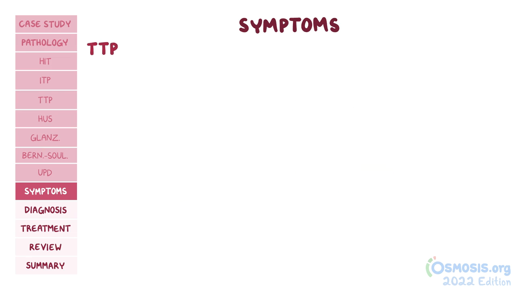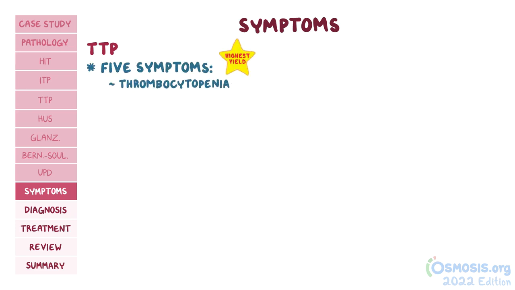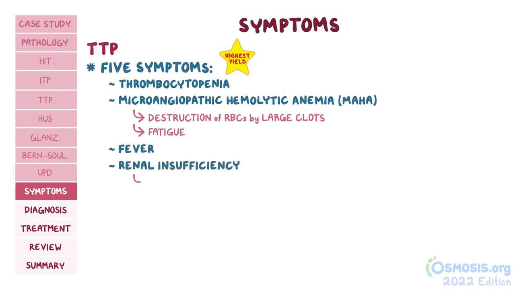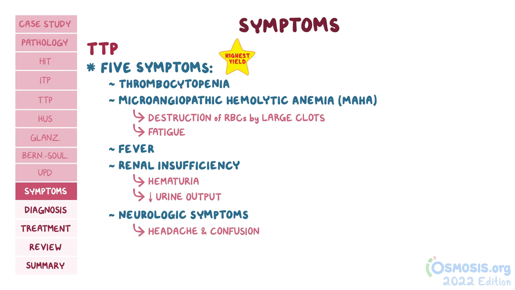Next up is TTP, that classically presents with 5 symptoms: thrombocytopenia, microangiopathic hemolytic anemia, which happens due to the destruction of red blood cells by large clots and causes fatigue, fever, renal insufficiency, which can cause hematuria and decreased urine output, and neurologic symptoms, like headache and confusion. However, only some individuals get all 5 symptoms.